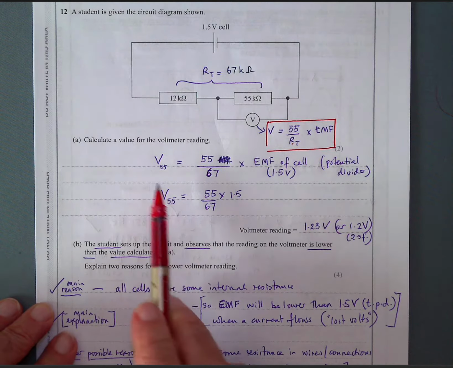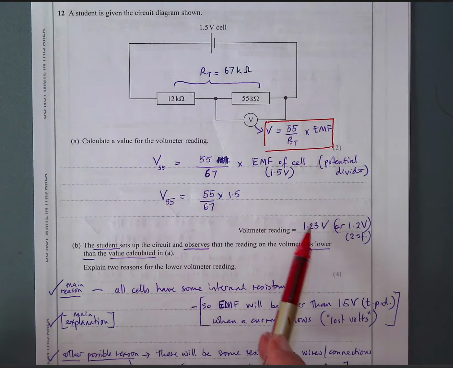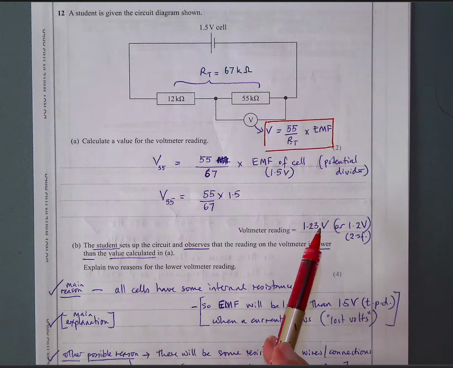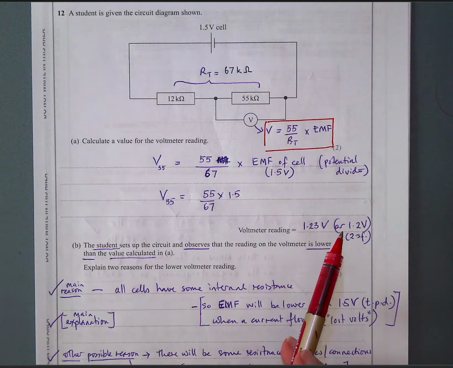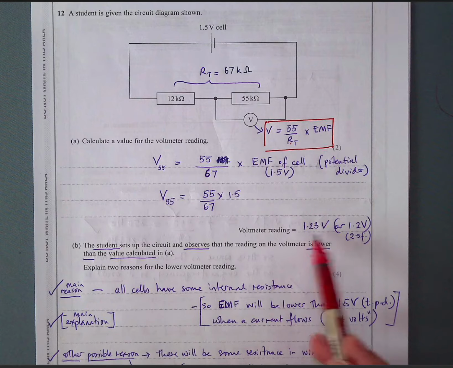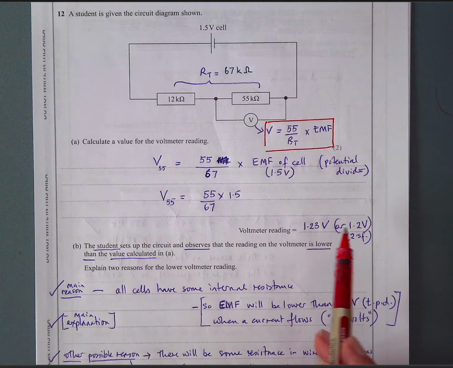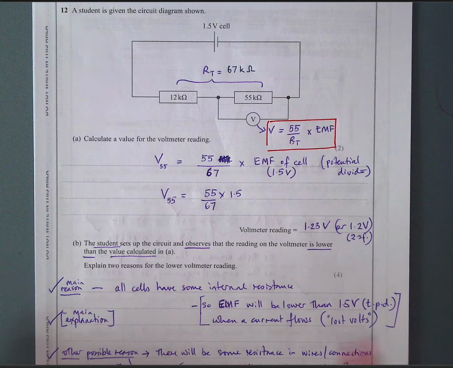Okay, so once you do that, you will get an answer of 1.23 volts. Okay, 1.23 volts is the answer you're looking for. And I think you just put it to 2 decimal places, or you could just put it to 1 decimal place. It's fine, because they've only given it to 1 decimal place here.